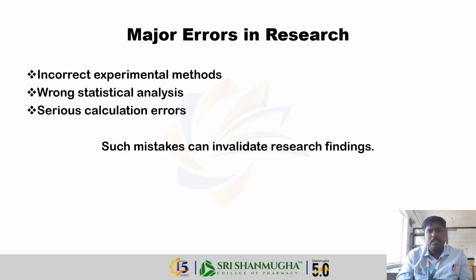And the third one is major errors in the research paper. Major errors are incorrect experimental methods. It may be unintentional. Incorrect experimental methods that you used, and also wrong statistical analysis. For example, if you use ANOVA rather than the t-test, it will be wrong statistical analysis, and also serious calculation errors, some major errors. Such mistakes can invalidate research findings.